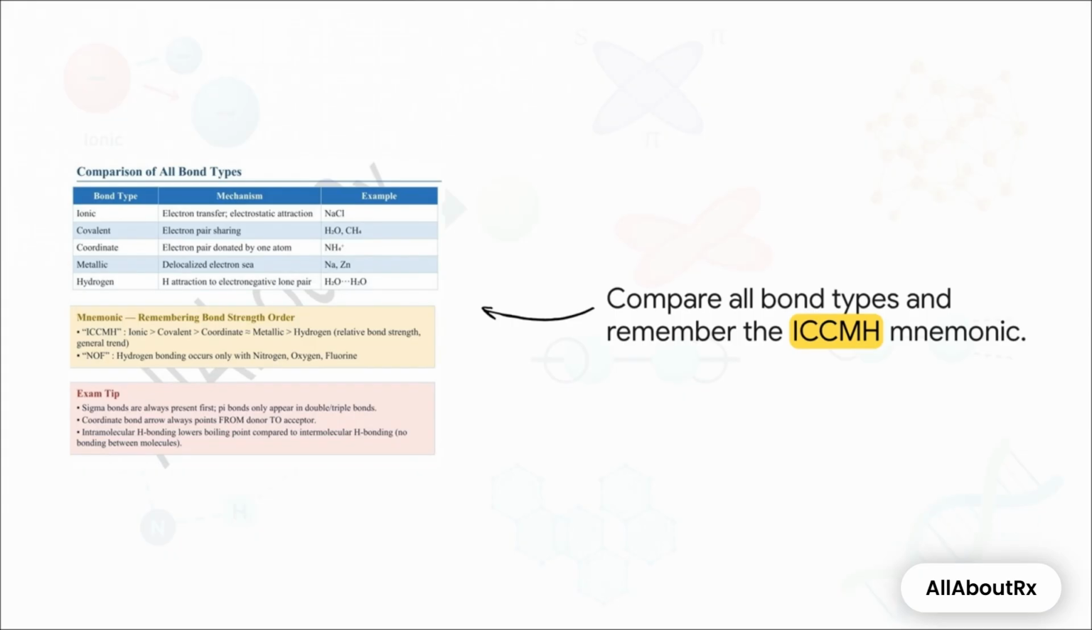As a general rule, ionic is the strongest, followed by covalent, then coordinate, which is honestly roughly equal to metallic, and finally hydrogen bonds are the weakest of the bunch. Lock that acronym in, ICCMH.